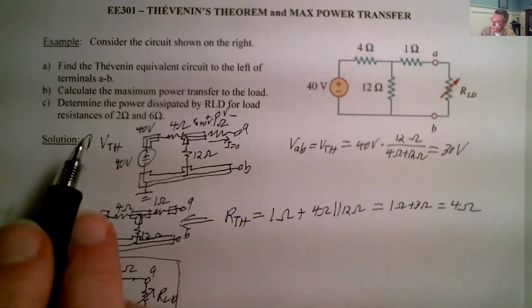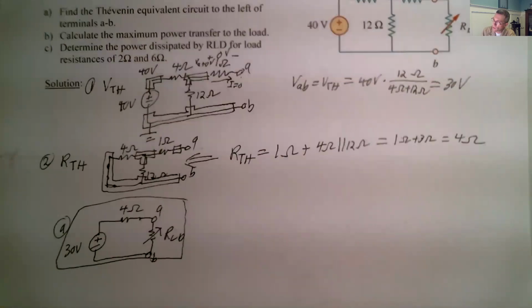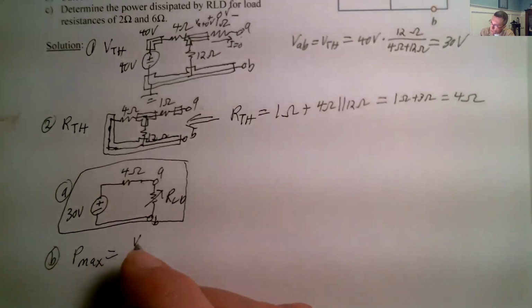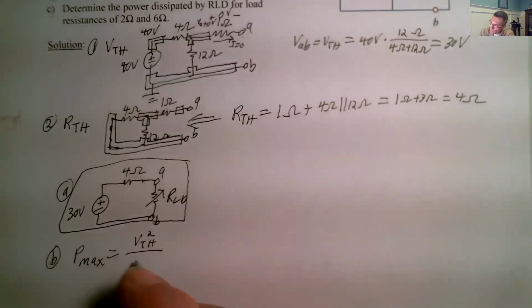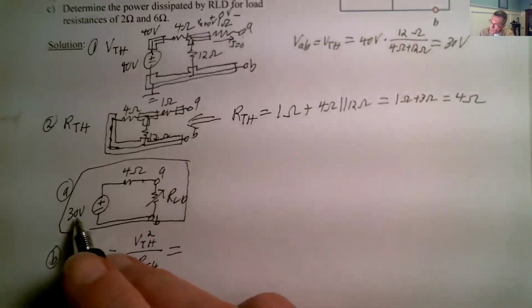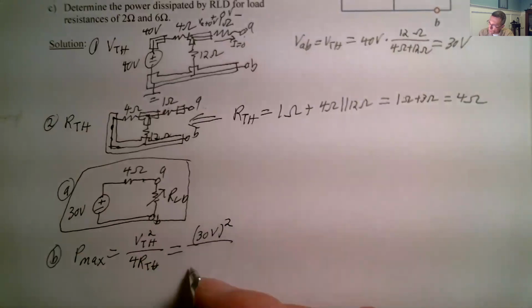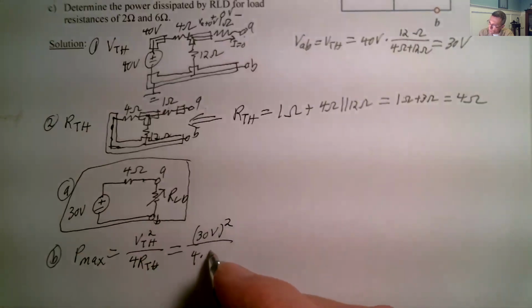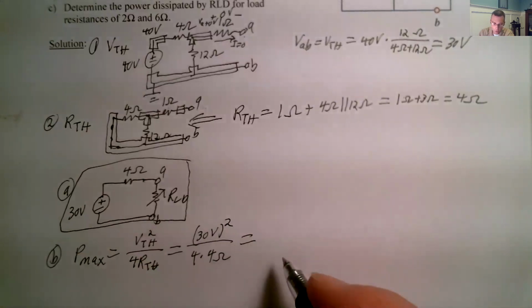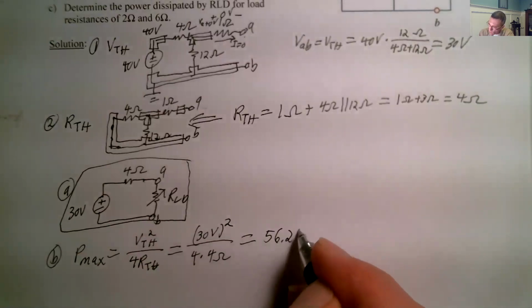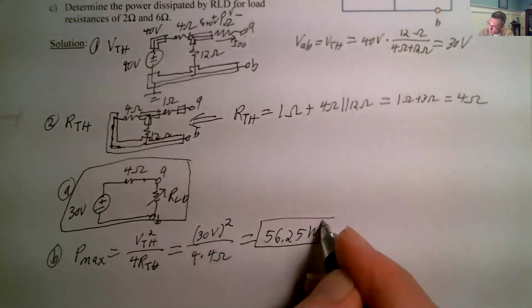Now part B, calculate the maximum power transferred to the load. P max is equal to VTH squared divided by 4 RTH. VTH was 30 volts, so we take 30 volts and square it, divided by 4 times 4 ohms. 30 volts squared divided by 16 gives us 56.25 watts.